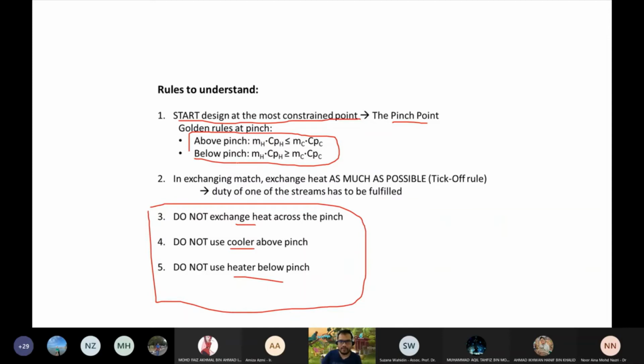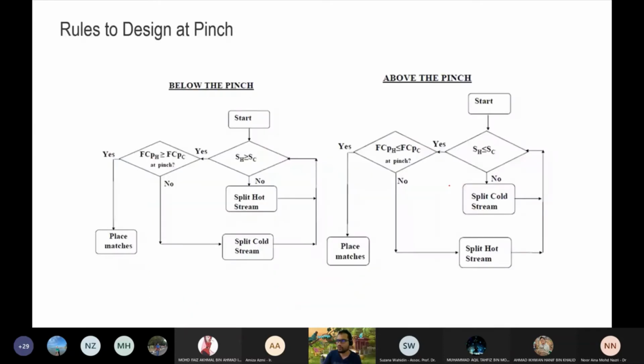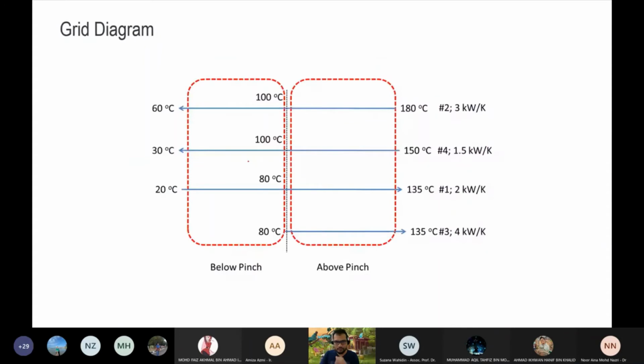Once we start at the pinch point, the rest is just exchanging as much as possible, following the tick-off rule. Also, in the textbook you will see this diagram on how to design below the pinch and above the pinch, so you can follow it strictly. I will show you now.